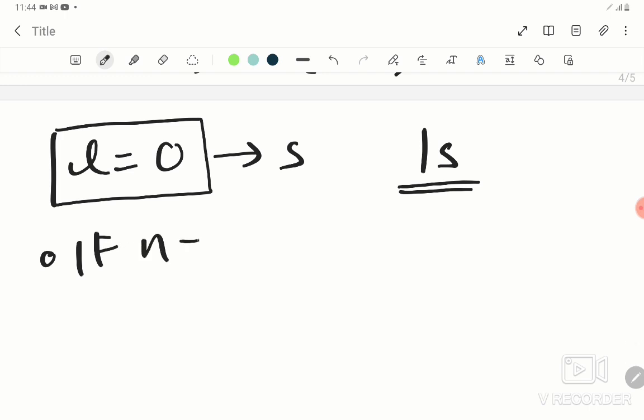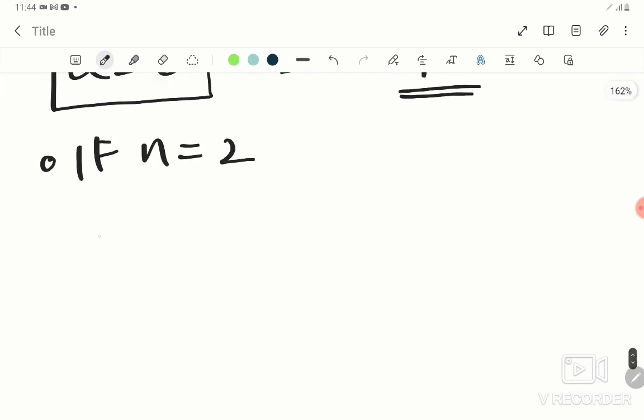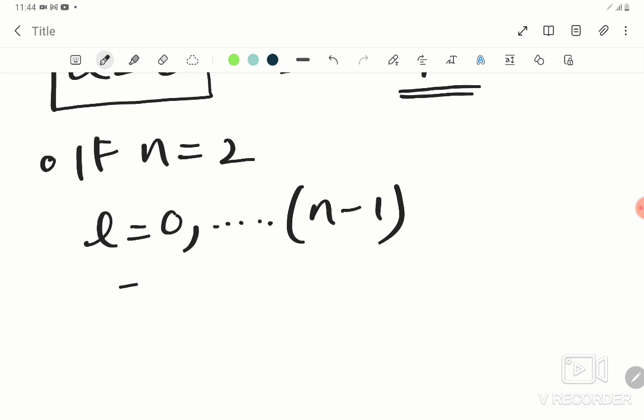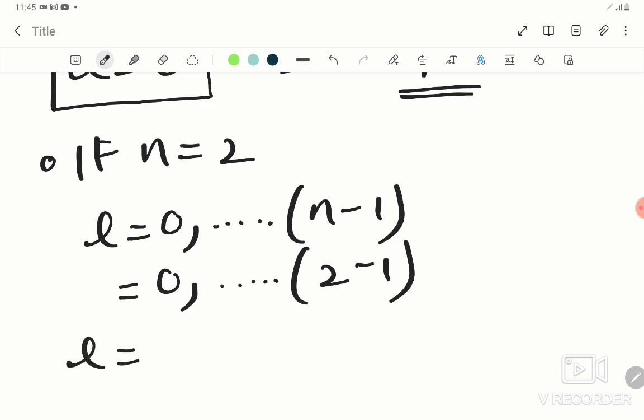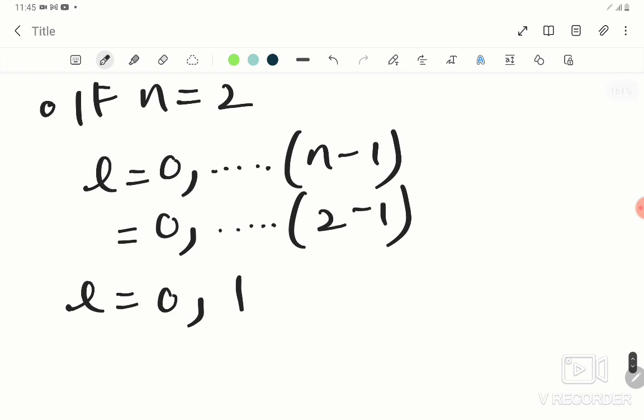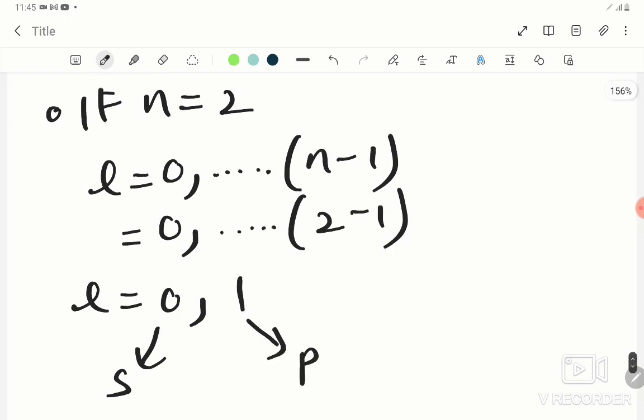If the value of principal quantum number n is equal to 2, then again angular quantum number will start from 0 and it will go up to n minus 1. Substituting n is equal to 2, this time angular quantum number will start from 0 and it will end at 2 minus 1, which is 1. So guys, in this case, angular quantum number will have two values of 0 and 1. Now guys, L equal to 0 signifies s orbital and L equal to 1 signifies p orbital. इसका मतलब guys, inside principal quantum number 2, there will be two types of orbital, s and p, and the names of these orbitals will be 2s and 2p.